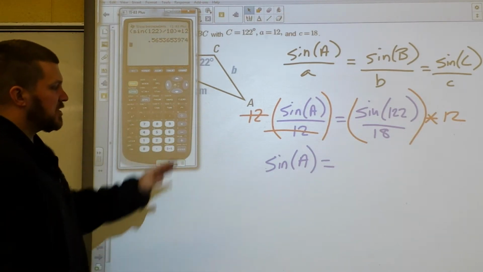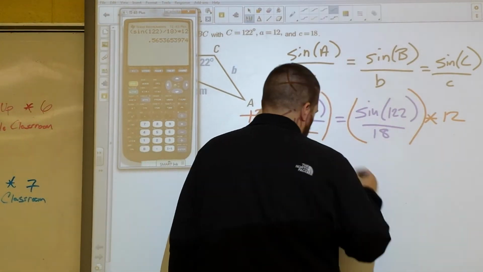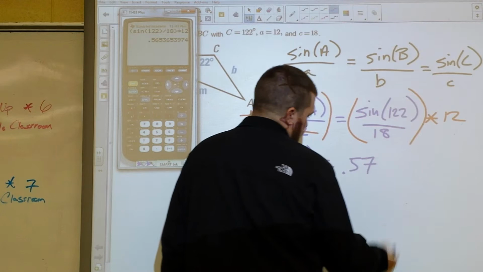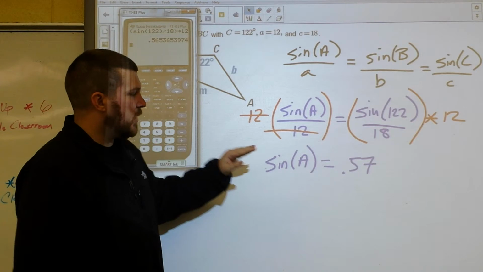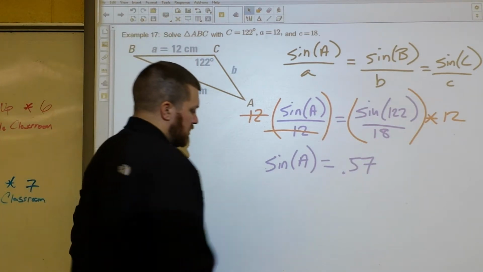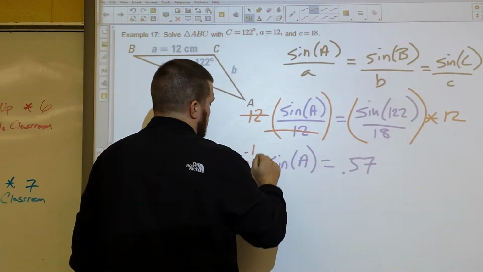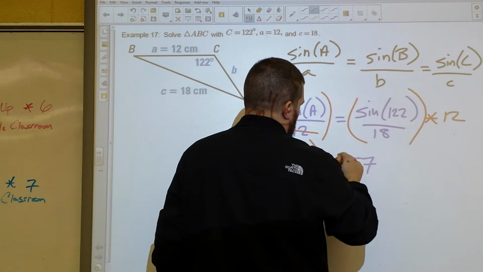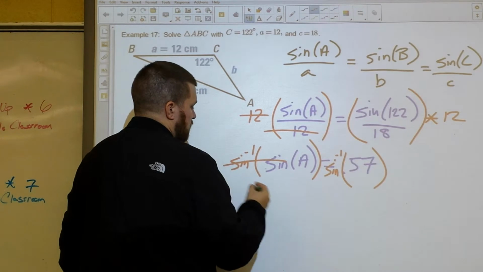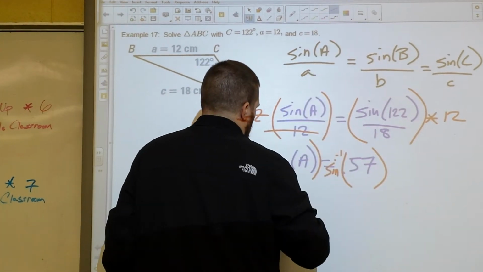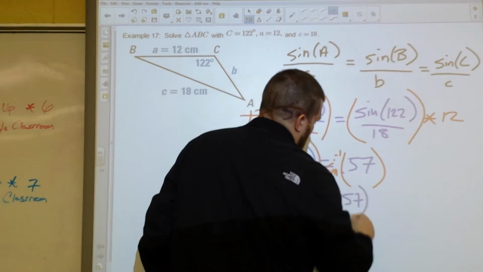And I find that the sine of angle A is equal to about 0.57. Okay, I'm rounding to 2 decimal places. The more decimals you include, the better. Now, I don't want sine of angle A, I want angle A by itself. So I need to get rid of the sine on both sides. So what I'm going to do now is say sine inverse on both sides. So sine inverse of 0.57. So again, sine inverse and sine cancel out, and I'm left with angle A equals sine inverse of 0.57.